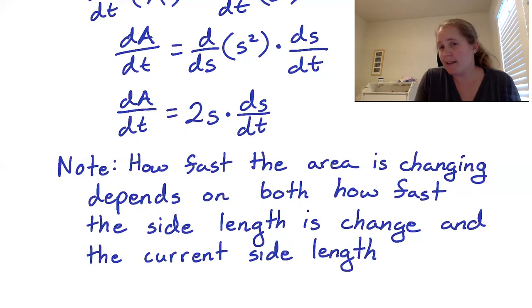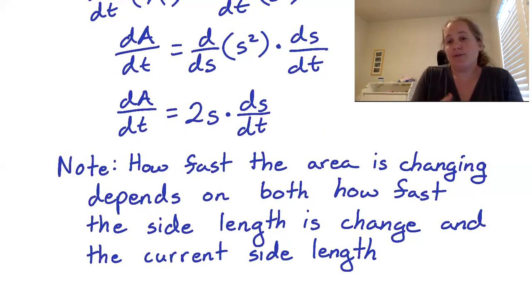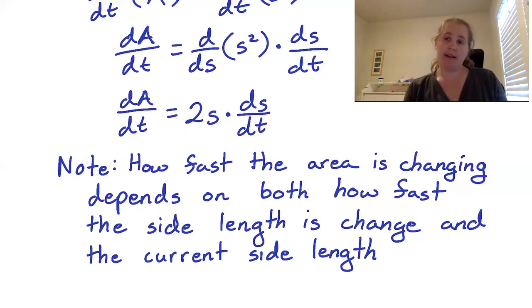So we're able to relate the rates here, but it's a little more interesting than just the radius and circumference, where it didn't matter how big the circle was, however fast the radius was changing, the circumference was just 2 pi times that. Here for the square, however fast the side length is changing, there's more information needed to know how fast the area is changing. So the larger the square is to start with, the faster the area changes, even if the side length is increasing at a steady rate.